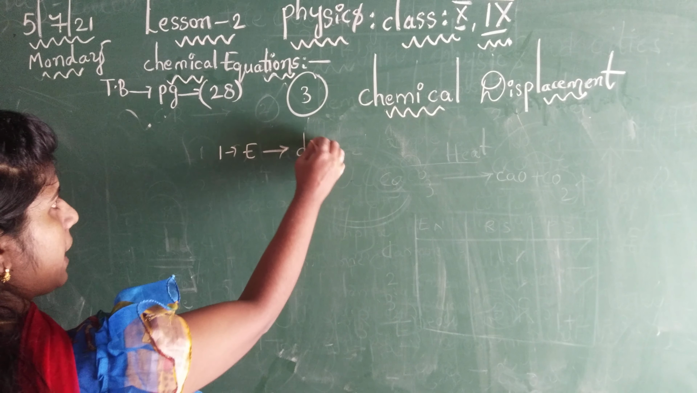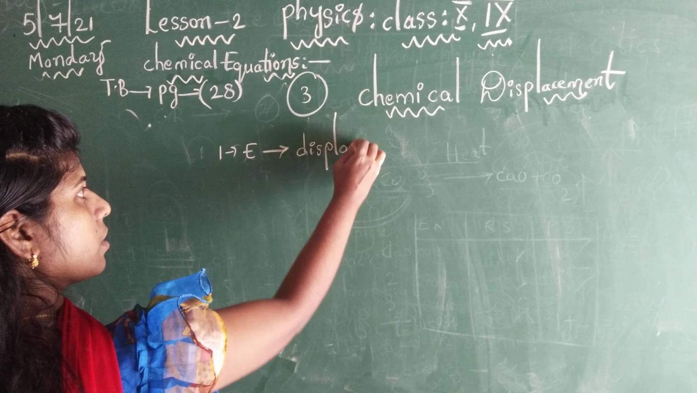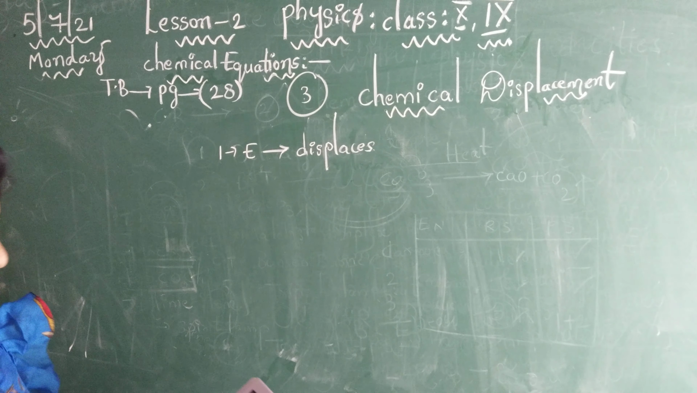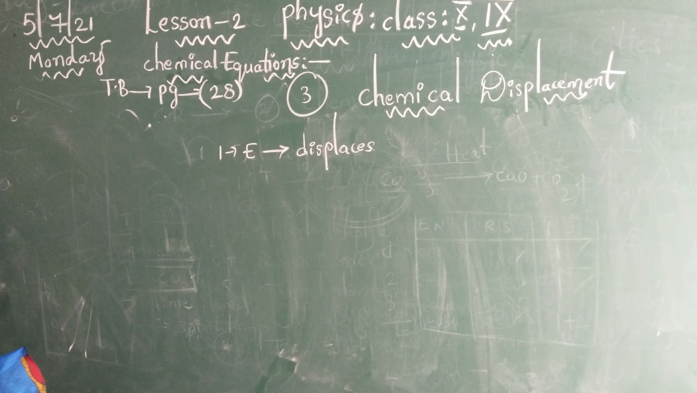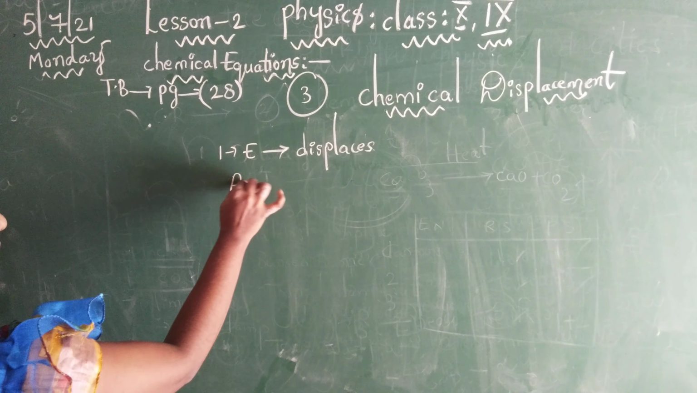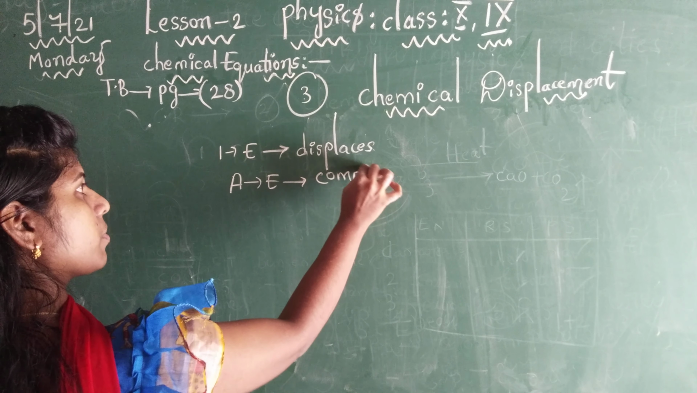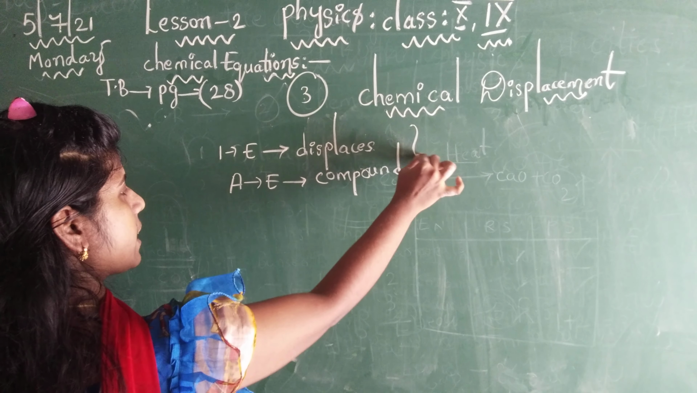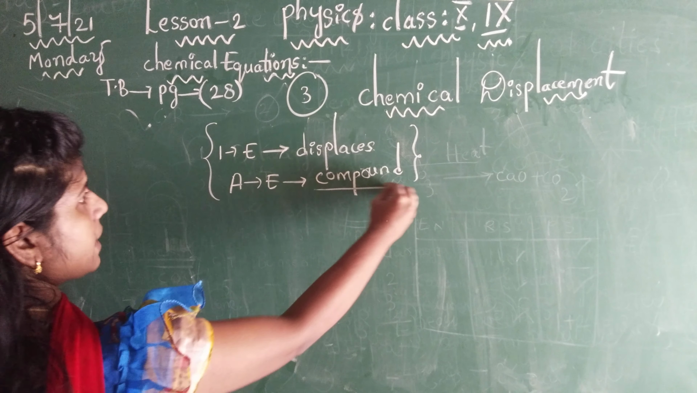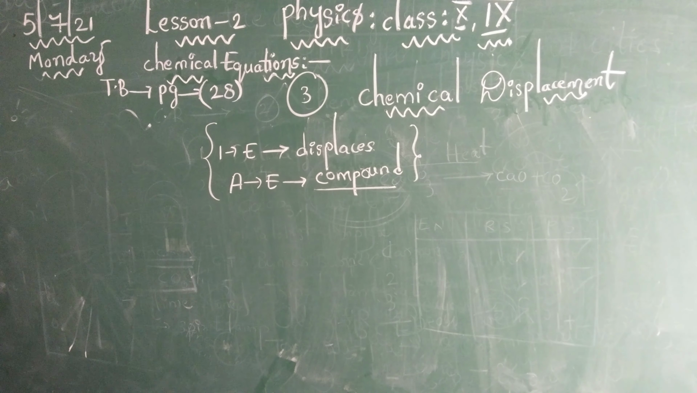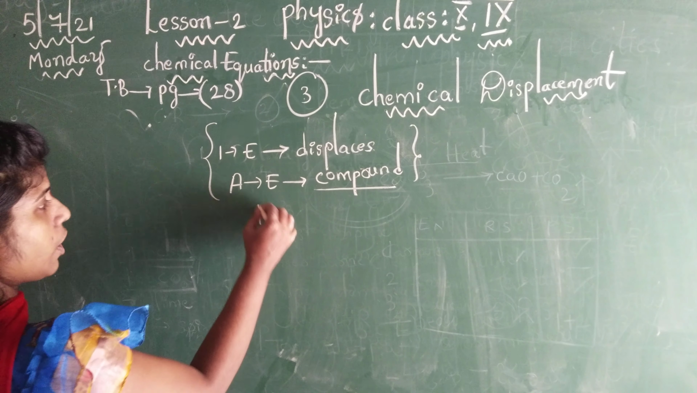One element displaces another element from its selected compound. This is referred to as chemical displacement. So look here. What is the example?